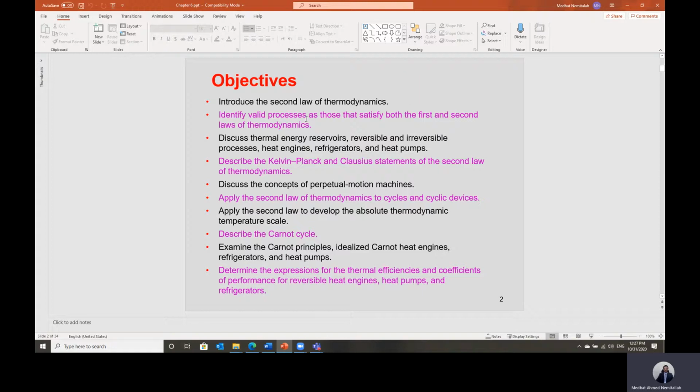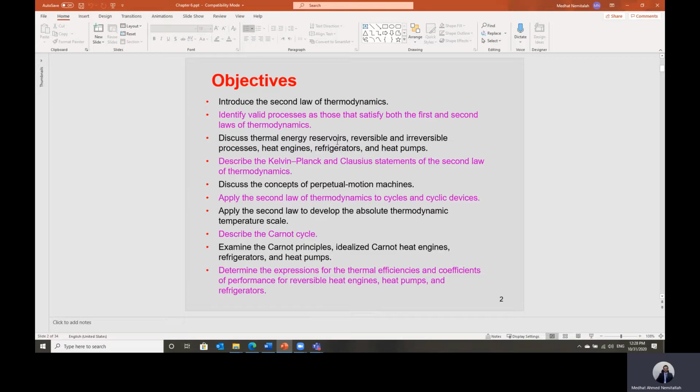We'll identify the valid process. Actually, a valid process should satisfy both the first and second law of thermodynamics. Also, we'll discuss what's called the thermal energy reservoir, which is a system of big mass capacity, so that it can absorb a finite amount of energy without having a temperature difference. We call this a thermal energy reservoir.